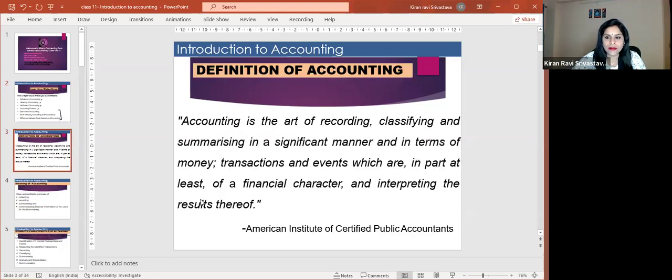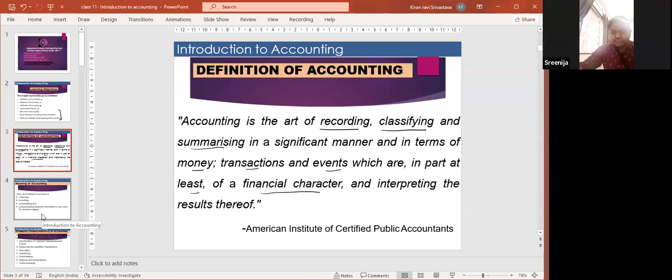So we have already done the definition of accounting. If you remember, accounting is an art of recording, classifying, and summarizing in a significant manner and in terms of money, transactions and events which are at least in part of financial character, and interpreting the results thereof. So this definition we have done.